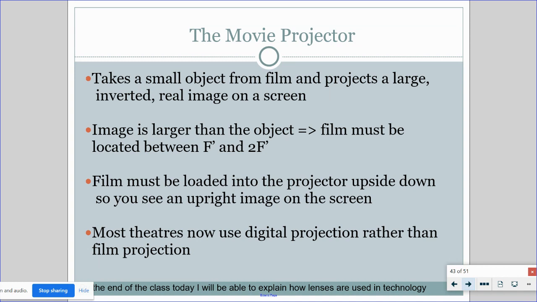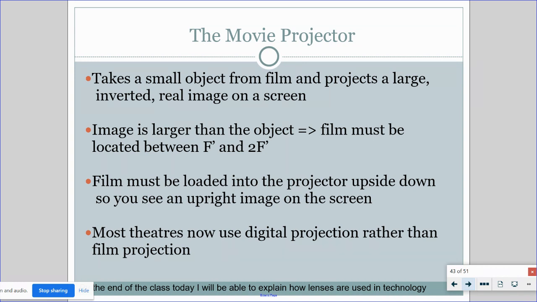The movie projector does the opposite. It takes a small object from film and projects a large, inverted, real image on a screen. The image is larger than the object, so the film has to be located between the secondary focal point and 2f prime. That's why when you load the film in, it has to be upside down, because if it's loaded upside down, it's going to flip when it hits the screen and be right side up.